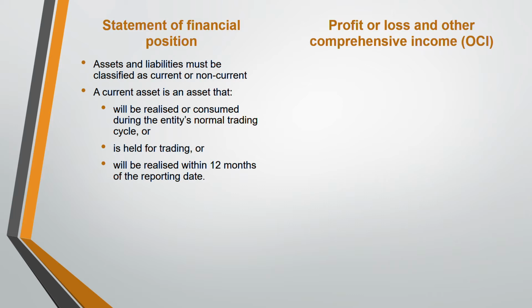So one example is your inventory. Inventory is held for trading, right? You hold inventory to sell, and inventory normally you sell within 12 months, and it will be realized or consumed during the normal trading cycle, which is 12 months.